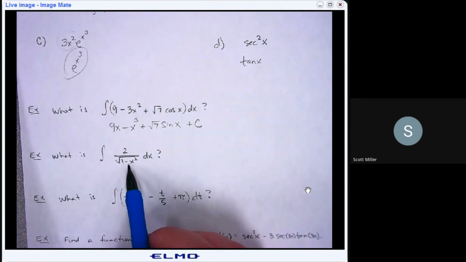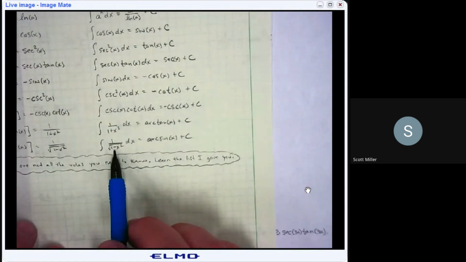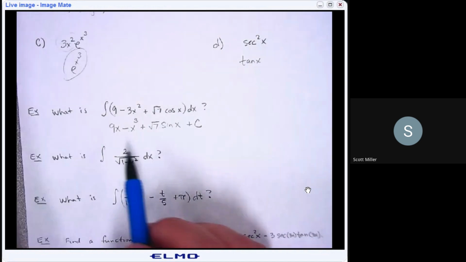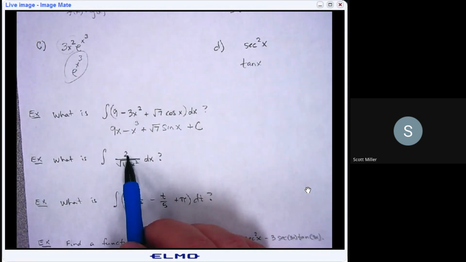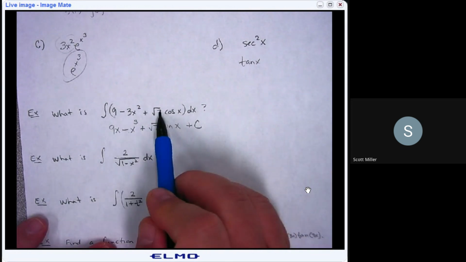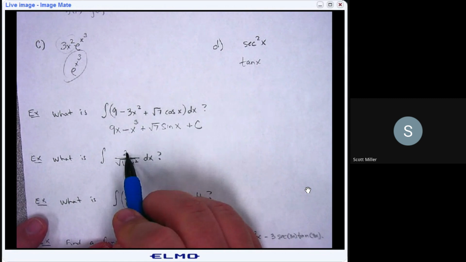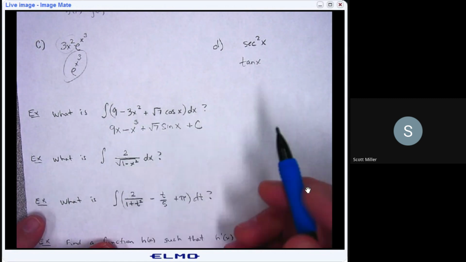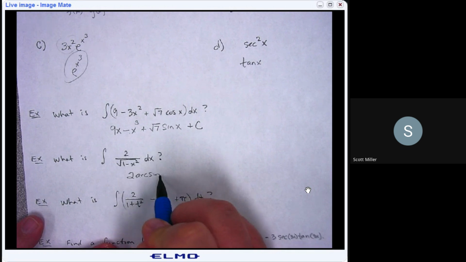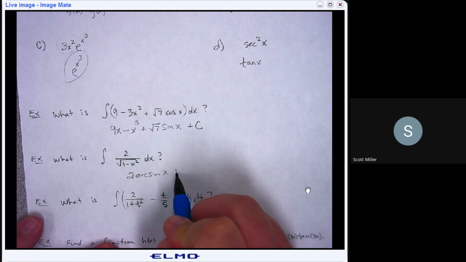But if we look at it, the square root of 1 minus x squared, that's this one right here. But we'll notice that there's only a 1 on top, and I had a 2. So that just means it's the constant. Just like this 9 was a constant, this square root of 7 was a constant. So it's just going to carry through. It's still going to be a 2, and then it's going to be the arc sine of x plus a constant.